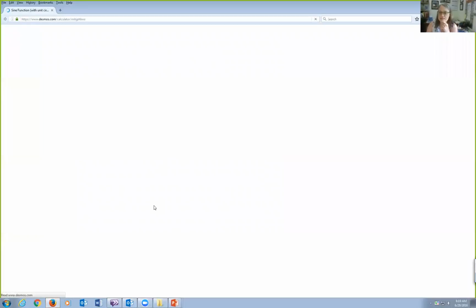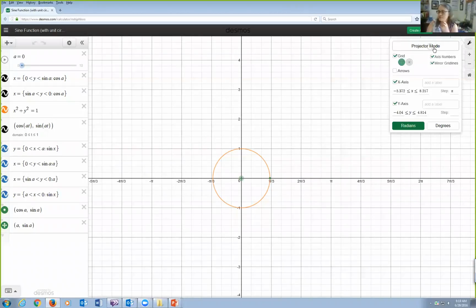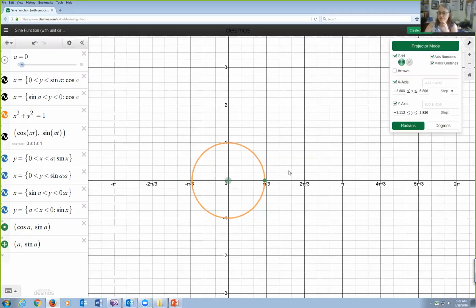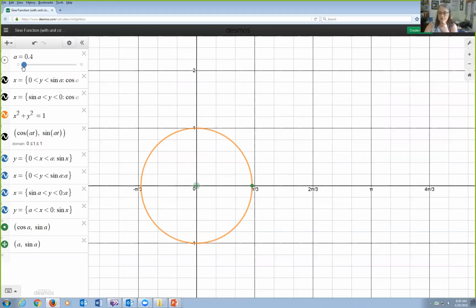But remember that if we center this thing on the origin, this circle represents the London Eye. Let me put this in projector mode, blow it up a little so we can see better. Let me move my point around a little. Let's ignore the blue for a minute.